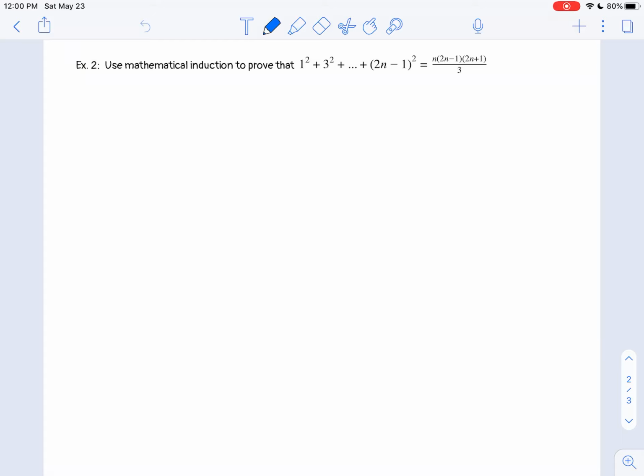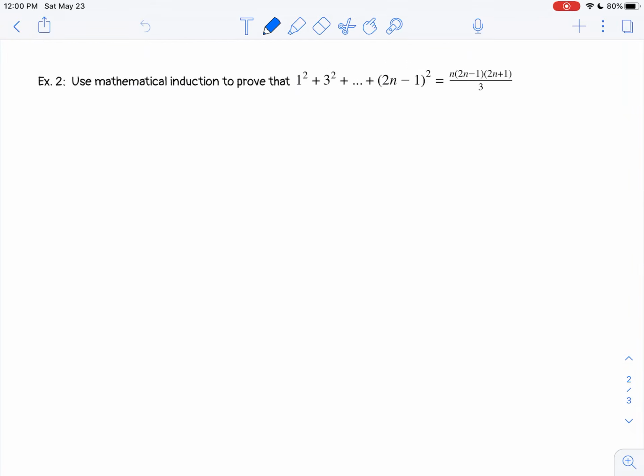Folks, welcome back to the 9.4 video series. Again, we're talking about mathematical induction and using that to prove certain statements. So in this video, we're going to take a look at example number 2, where we will use mathematical induction to prove that 1 squared plus 3 squared plus 5 squared plus ... all the way to (2n minus 1) squared equals n times (2n minus 1) times (2n plus 1) over 3.